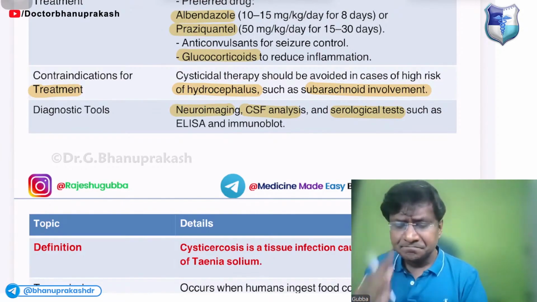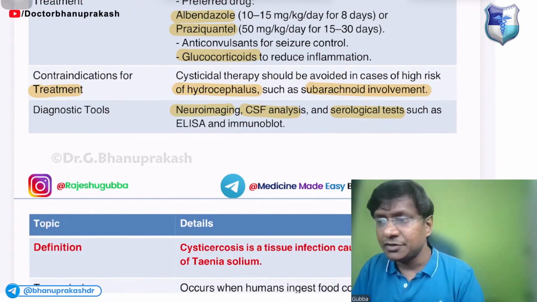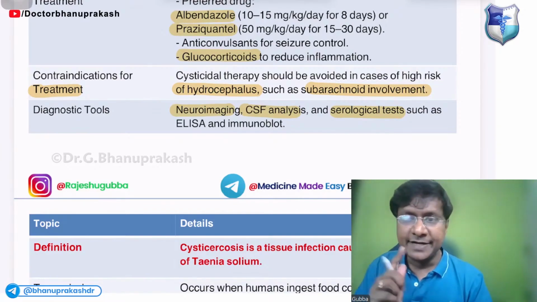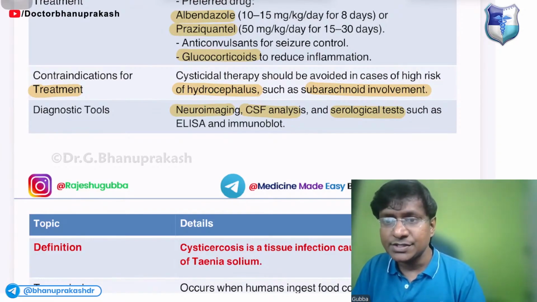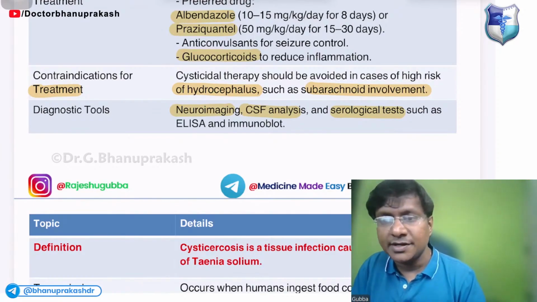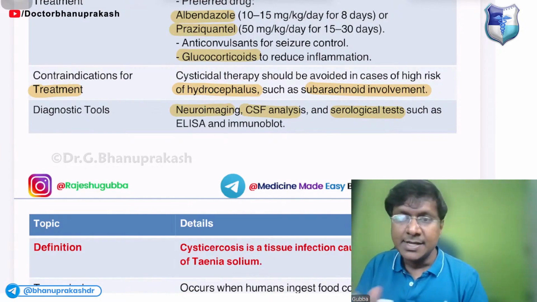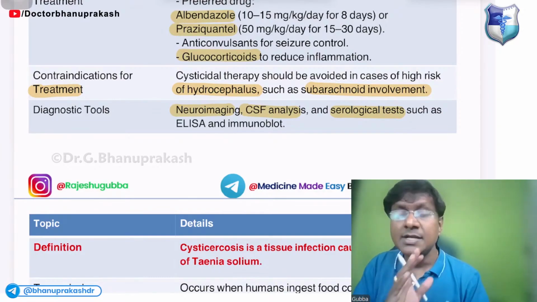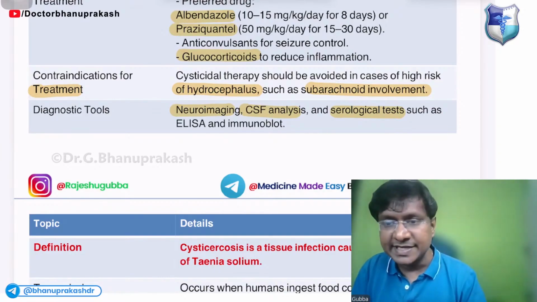And in the brain, if there are cysts, there will be development of seizures, headache, and hydrocephalus. Muscle discomfort can be there. Eye involvement will cause ptosis. CSF analysis will show you eosinophilic pleocytosis. The imaging, CT or MRI, if it is being done, will show you a starry sky appearance. The preferred treatment will be albendazole, and the alternative treatment will be praziquantel. And the contraindication for treatment will be hydrocephalus. If it is there, then you should not give cysticidal therapies.